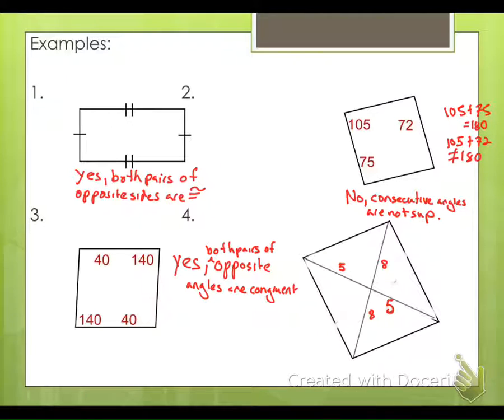So both pairs of opposite angles are congruent. Our question number 4, we're on 4. Is number 4 a quadrilateral?